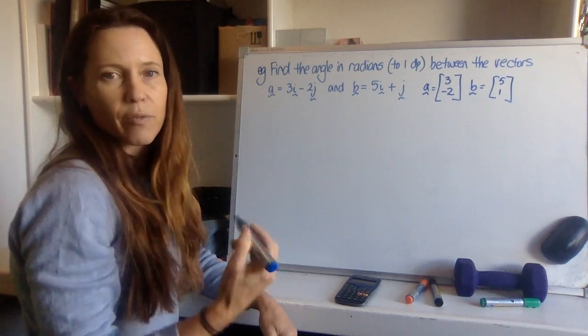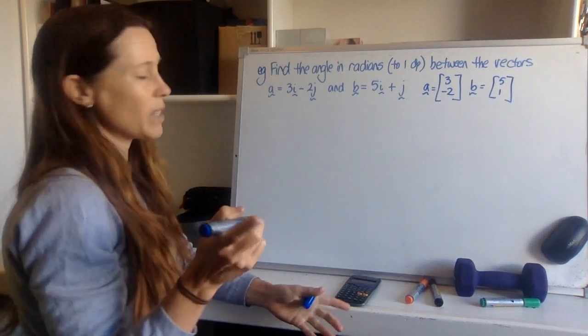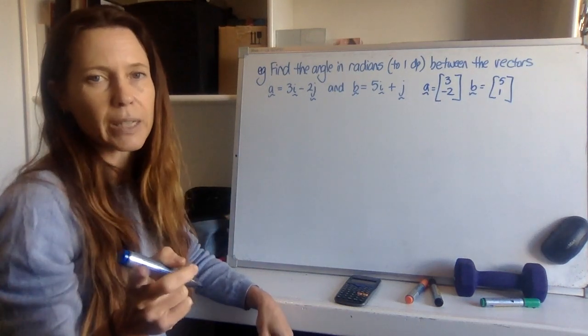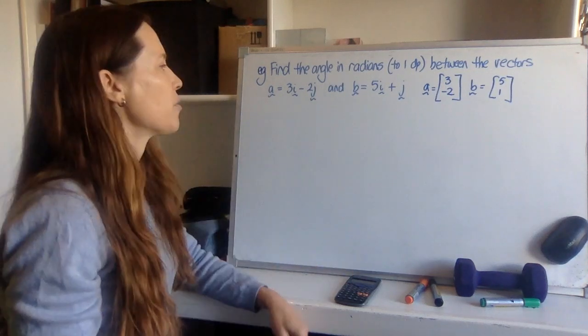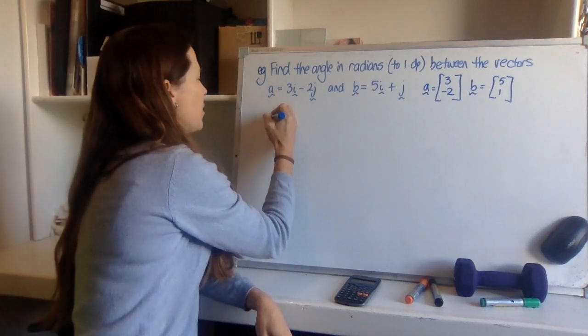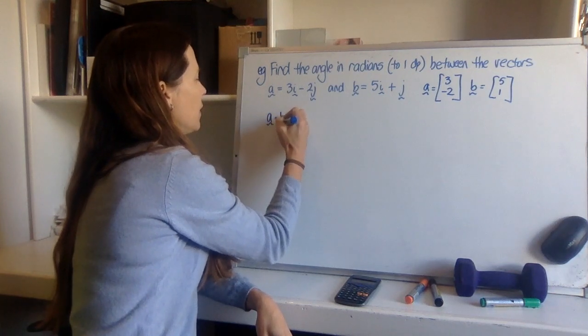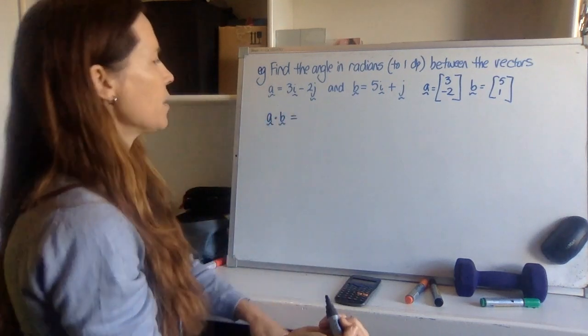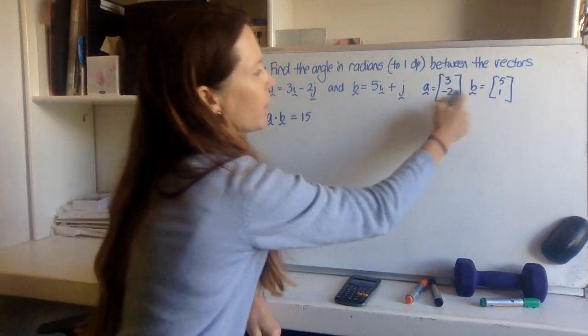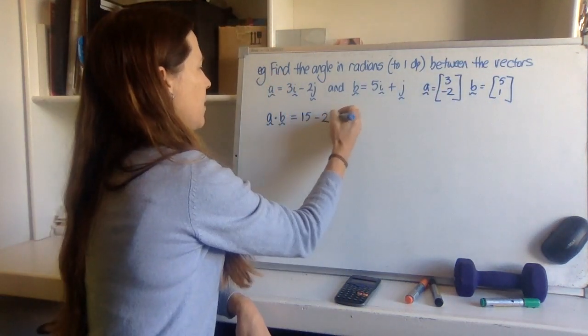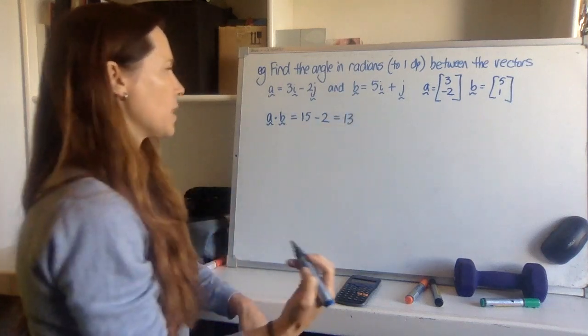Now, to use our formula, we're going to need to find some things first. We need to find the dot product, and we need to find the lengths of our vectors, because we don't have any of that information yet. So let's find the dot product first. Now the dot product is easy to find. We just need to do the x's multiplied together and the y's multiplied together, and that gives us 13. So that was quite straightforward.